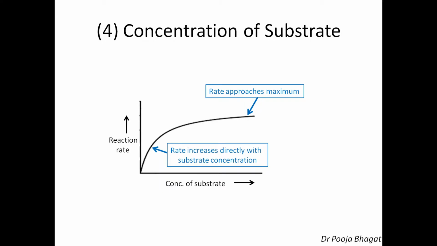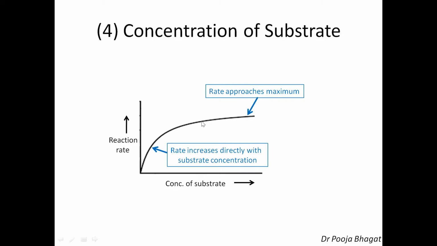So as the substrate is added, the enzyme and substrate form complex, which leads to the product. More as the enzyme substrate complex is formed, more will be the product formed and hence higher will be the rate of reaction. So as the concentration of substrate increases, rate of reaction increases. But there will be a point where it becomes constant or approaches maximum.